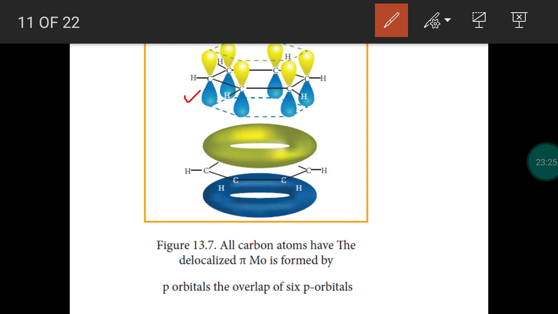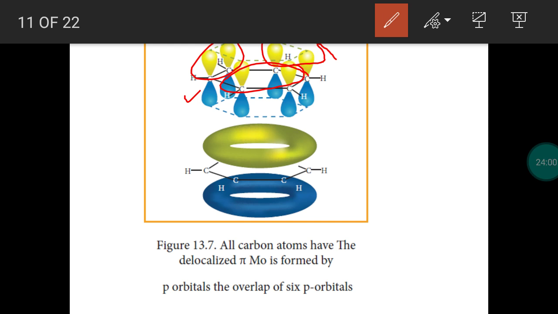How is a pi bond formed? We already studied: lateral or sidewise overlap of orbitals will give you a pi bond. You take these two orbitals, and sidewise or lateral overlapping of these two will make a pi bond. The same way, these 2pz orbitals will overlap in a sidewise manner and create a pi bond, and these 2pz orbitals will also overlap sidewise and create a pi bond.